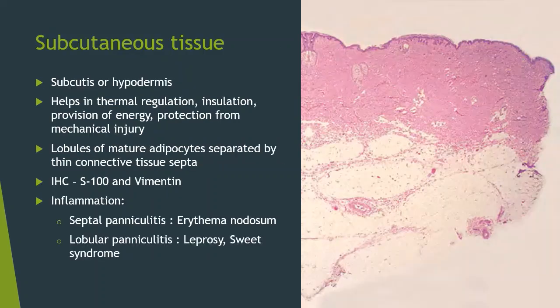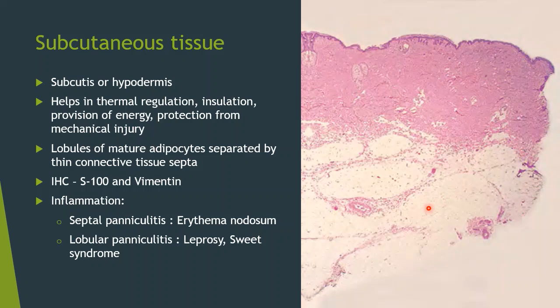Coming to the subcutaneous tissue or hypodermis. The hypodermis helps in the thermal regulation of the body, and it also helps in insulation. It provides energy and protection from mechanical injury. It shows the presence of lobules of mature fatty tissue or mature adipocytes, which are separated by fibrous septa. And these cells are positive for S-100 and vimentin.